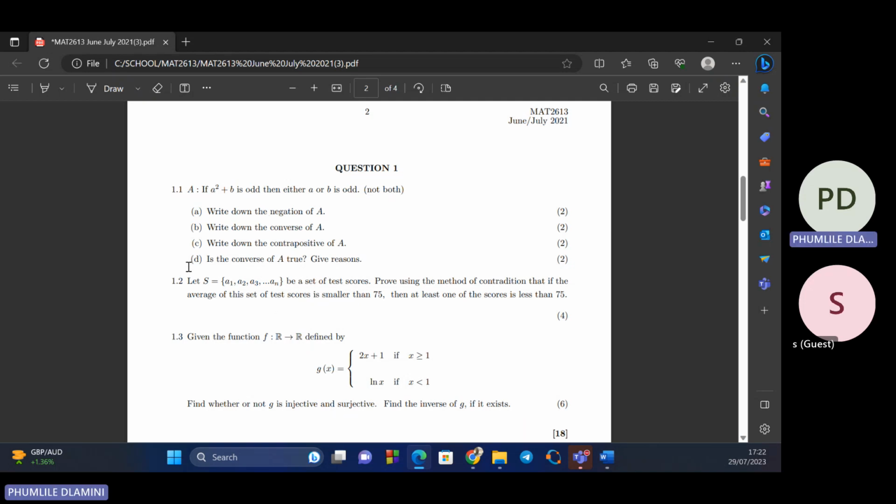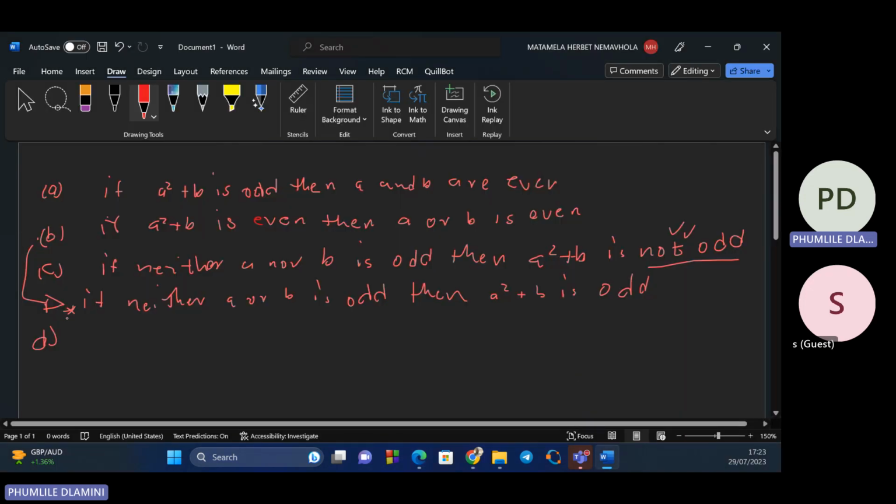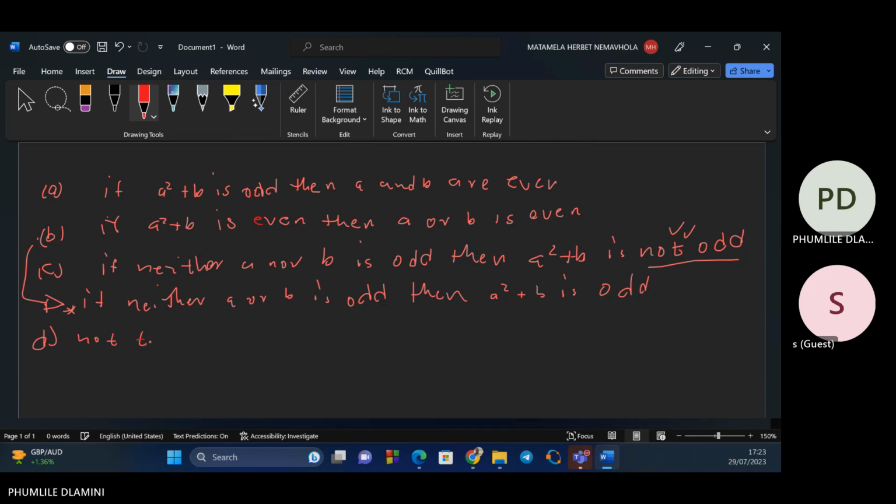So is the converse of A true? Give reasons. So number D. The converse of A actually is not necessarily true. The reason I'm saying it's not necessarily true is because of the original statement: if A squared plus B is odd, then either A or B is odd, not both. So not both. Let me just write it down for number D. I will say it's not true.